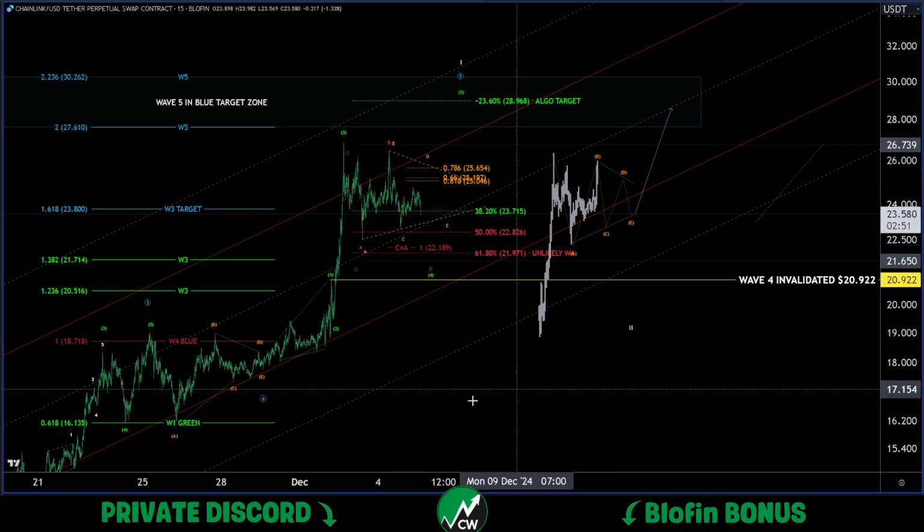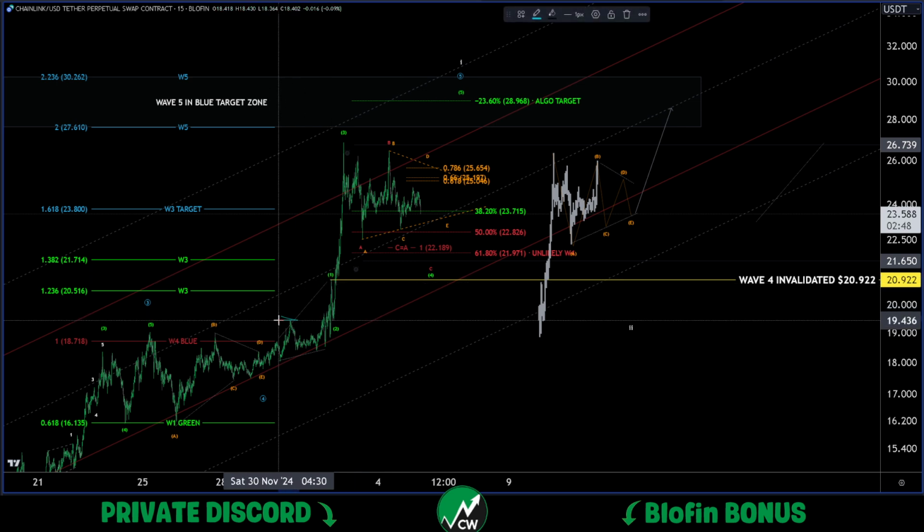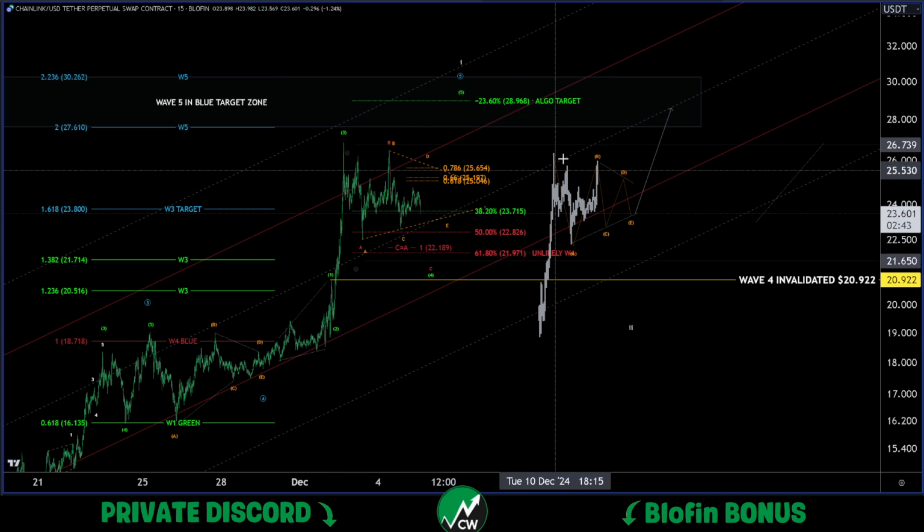All my stops are at that wave 4 invalidation. Technically, I was able to count it in a way where this would be the invalidation, but I have a pretty large position size. I just want to ride it and make sure I don't give back too much if this fails.